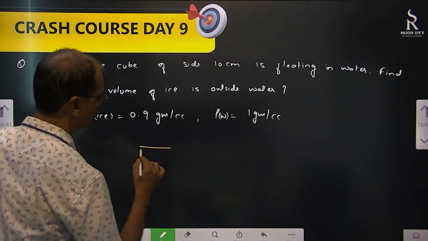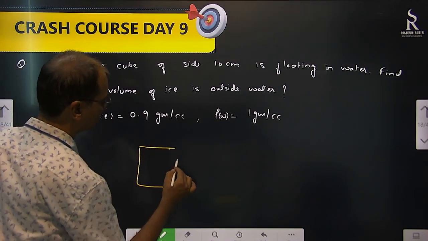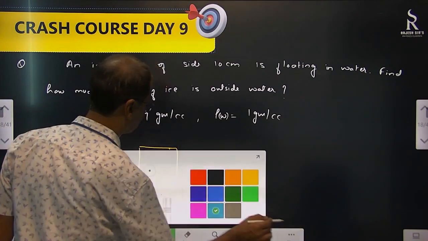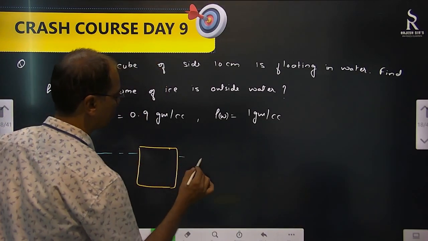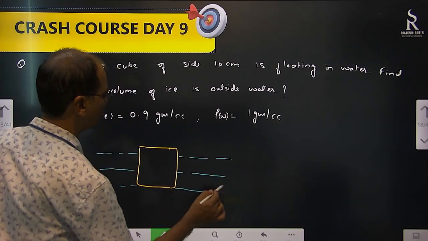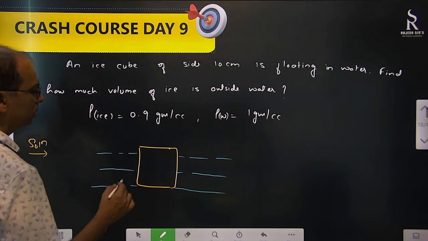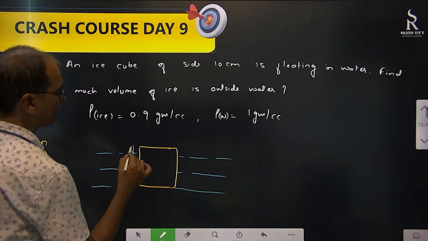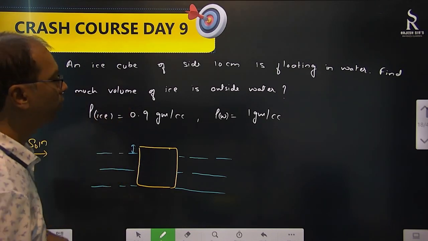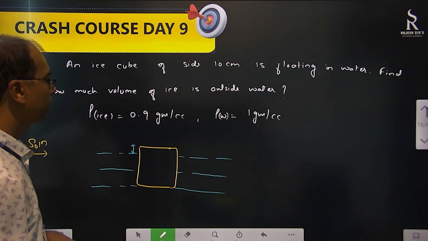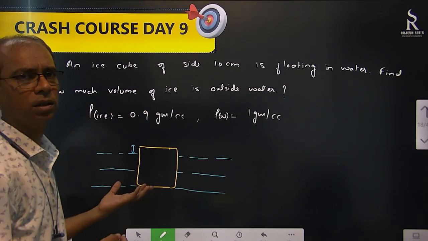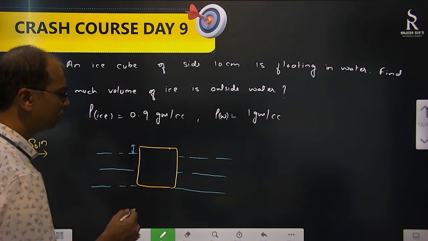So, if this is the ice cube, then it will be like this. This is water. That blue is water. So, how much is outside? That's what he is asking. This much is outside. How much volume of ice is outside water? Okay. So, how to find? It's floating. Yes, it's floating. So, that means buoyancy force is acting on that.